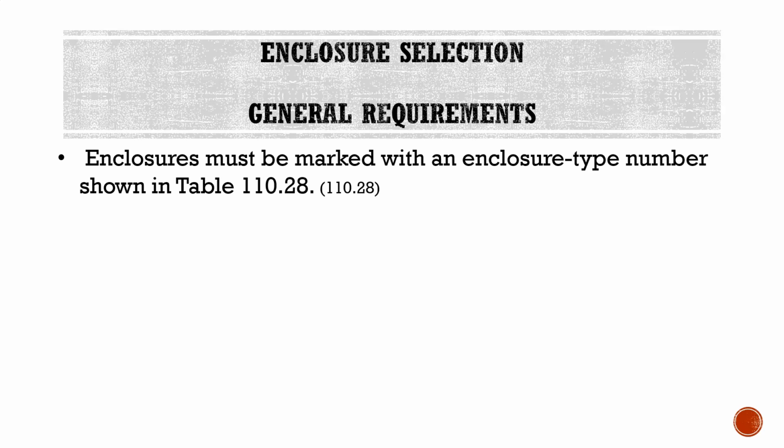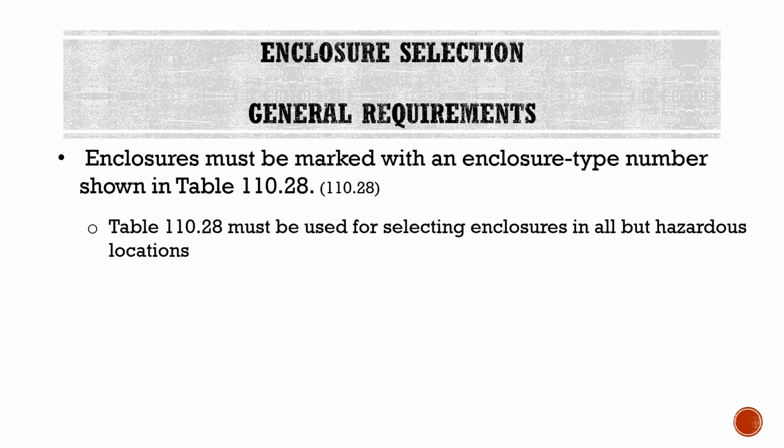So in talking about the outdoor equipment, we very briefly mentioned it has to be installed in a suitable enclosure, but we do have some specific requirements for different enclosure types, which we're going to be taking a look at with 110.28. So enclosures must be marked with an enclosure type number shown in Table 110.28. Table 110.28 must be used for selecting enclosures in all but hazardous locations.